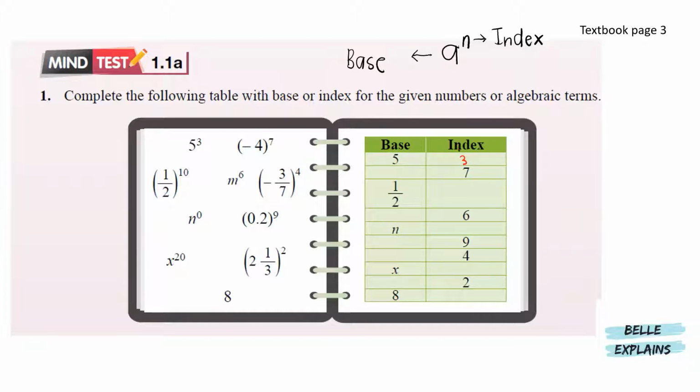So here we have index 7. Here, the only number that has an index of 7 is negative 4. So the base will be negative 4. And next, base 1 over 2. So here we have base 1 over 2, which means the power is 10. Here we have index 6, which means the base will be m.